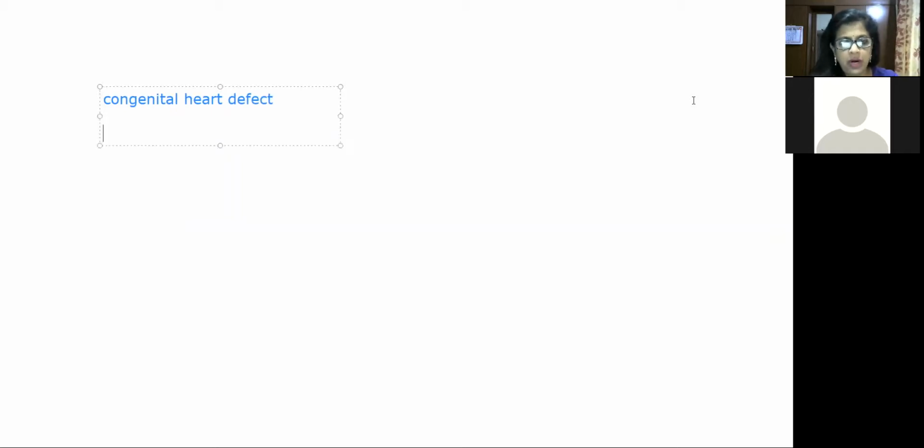One of them is called septal holes. Holes in the sense openings will be there. Septal holes are of different types. First one is called atrial septal hole, ASD. ASD means atrial septal defect. Number 2 is called ventricular septal defect, VSD.